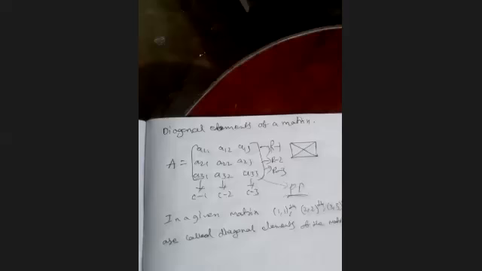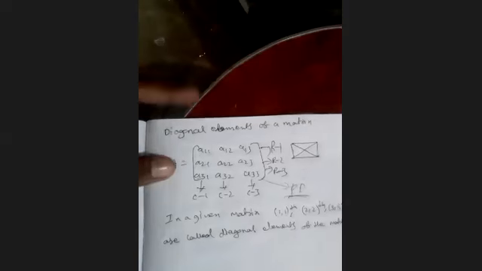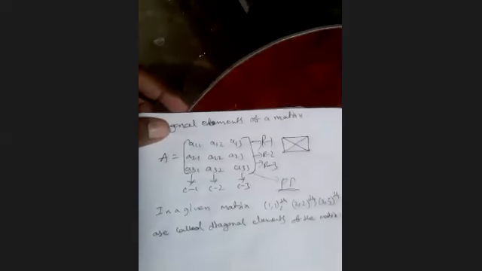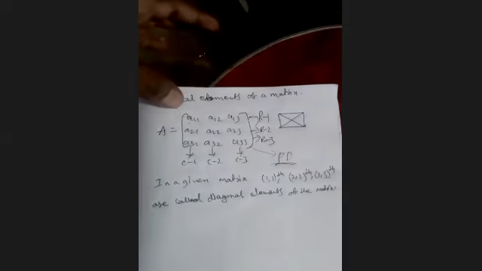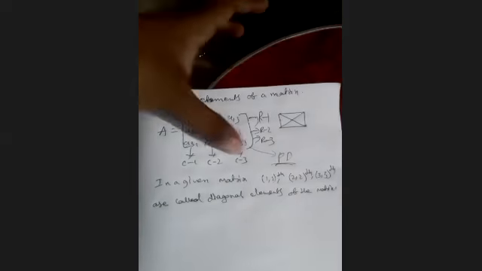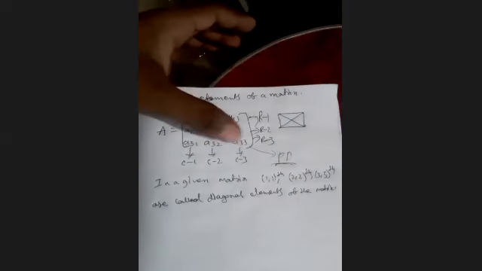Any doubt about diagonal elements? You have to tell me the answer for the question which I will give you now. No, sir. No, Lucky. Diagonal elements means you should count like this, not this. 1, 1, 2, 2, 3, 3.